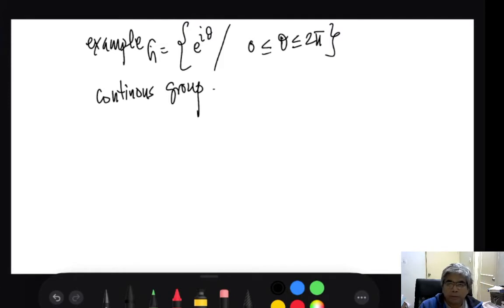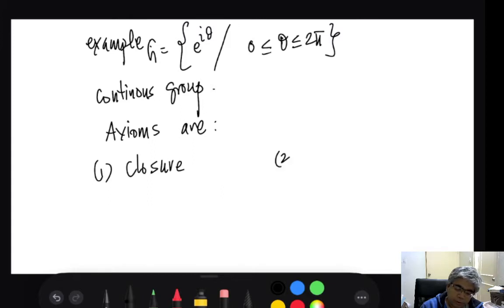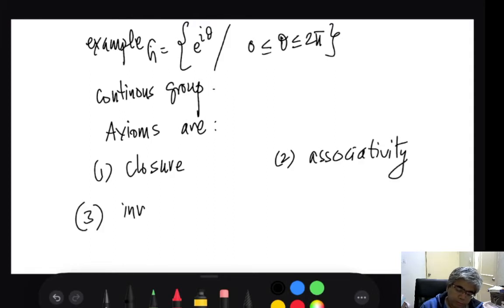Now, these elements satisfy a bunch of axioms, which I think we covered several times earlier. I'll just cover them again. One is closure. You all know what it is. Then associativity, identity, and then inverse.